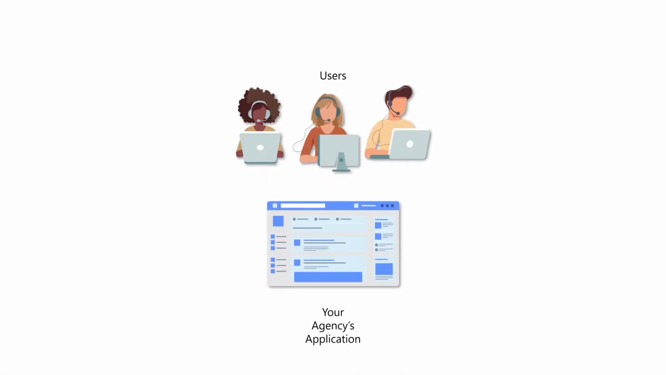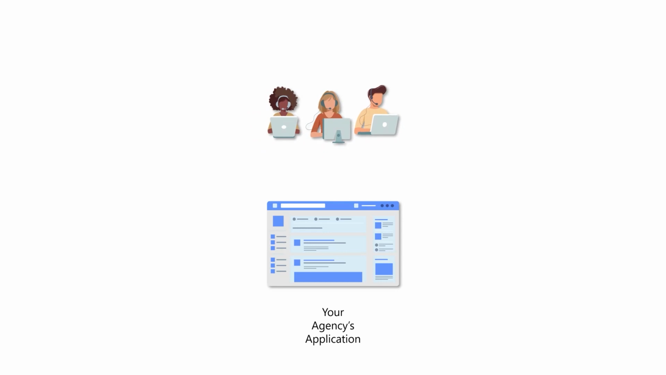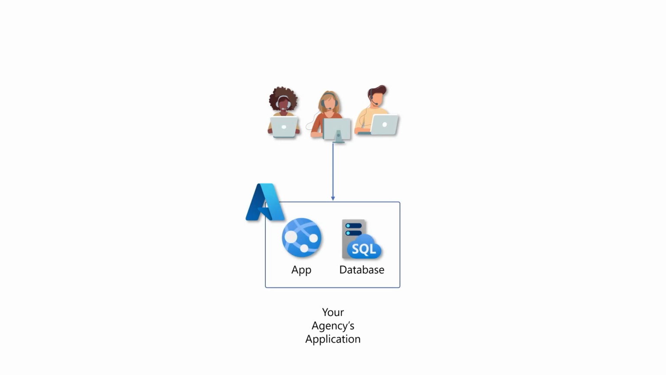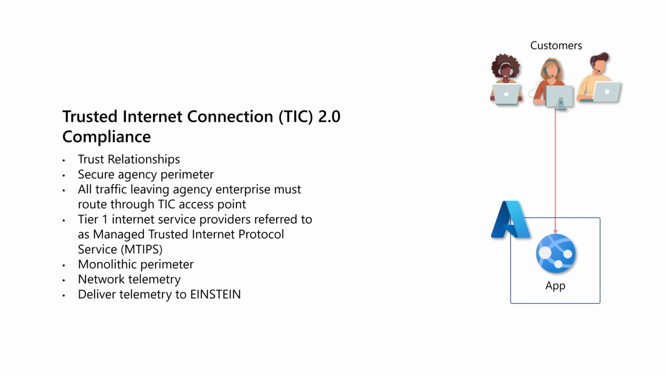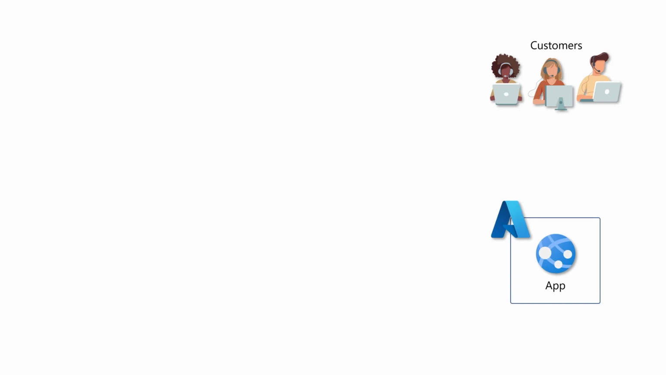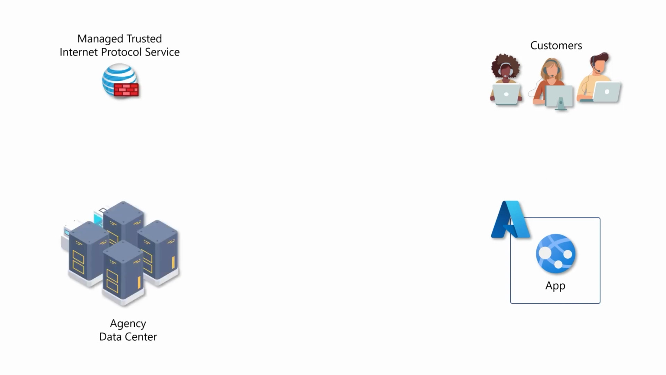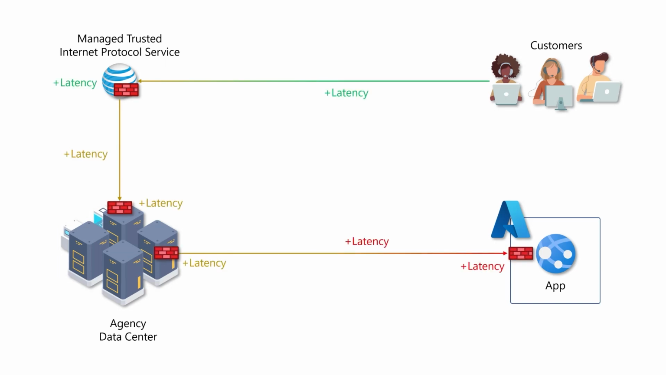Now we're going to talk about your applications and what that looks like when you move them into the cloud under the TIC 2.0 model. When you move that application into the cloud and you want your users to access it directly, those users must come through your MTIPs under TIC 2.0. And because you're routing that traffic through the MTIPs and down to the data center, then across a site to site VPN or an express route, you have increased latency. You have additional complexity with the policies and configurations you must manage. And the end user experience will be impacted.